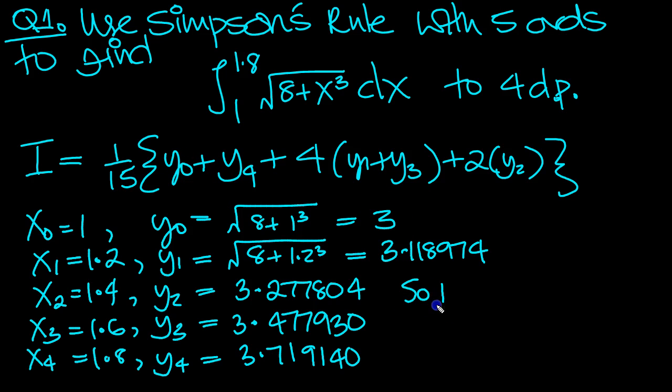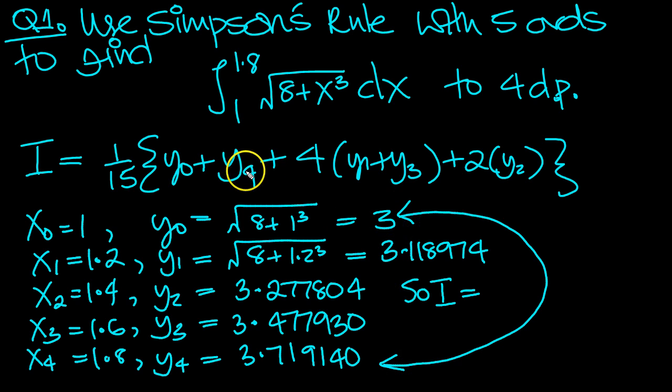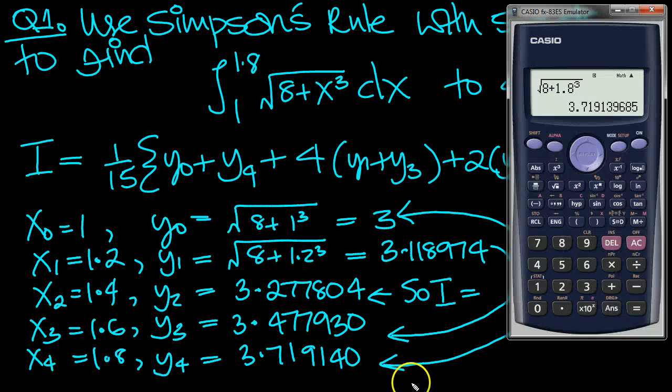So I is equal to then, 1 over 15, the first and the last. Well, I'm going to mark it here actually in the notes. So I'll put the first and the last of these two. Then it's going to be 4 times y1 plus y3, which is these two. And then it's going to be 2 times this one here. So I equals, and I'll put the answer here on the calculator, so let's type it in then, shall we?